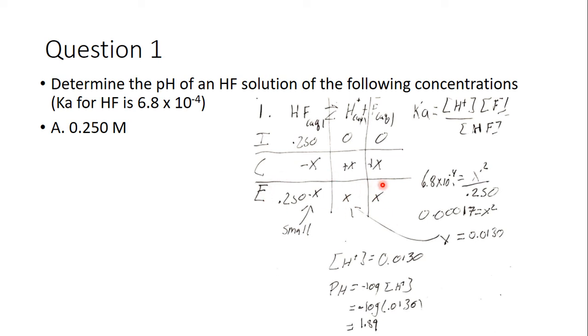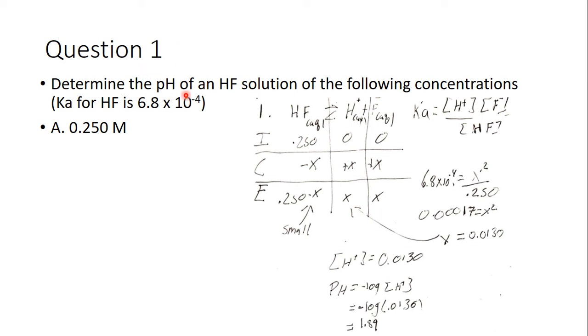So we have this E column. Let's plug it in to our Ka expression. So 6.8 times 10 to the minus 4 is our Ka. Then H and F minus are X times X, which is X squared, divided by concentration of HF, which is 0.250. Multiply each side by 0.250, square root each side to solve for X. X equals 0.0130. That's our concentration of H plus. That's how much HF broke down, 0.0130.